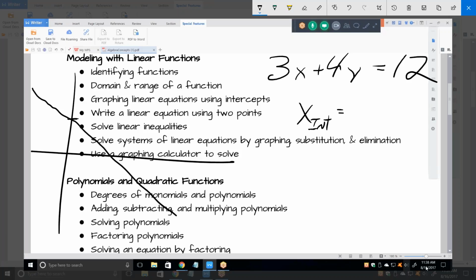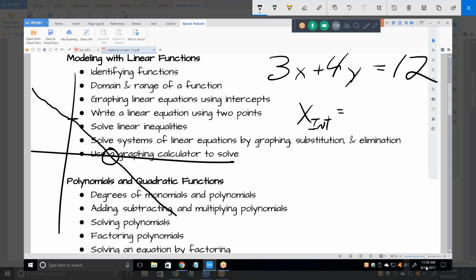Solve for x. Well, what is y when I'm solving for the x-intercept? Remember, here's the x-intercept. What's the y value? 4? No, that's the x value. What's the y value? 0. Okay.